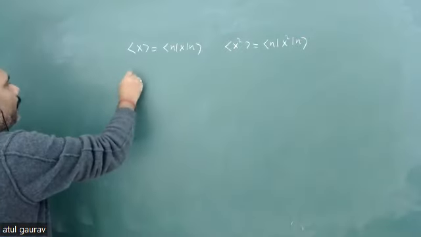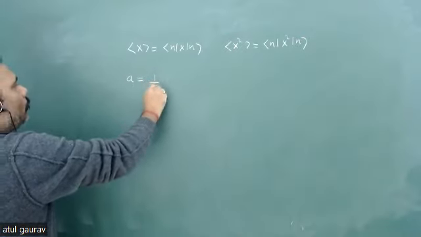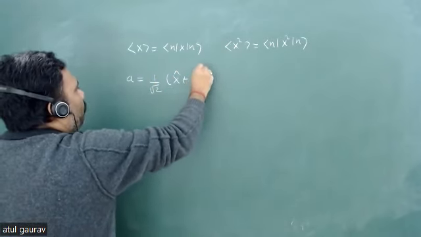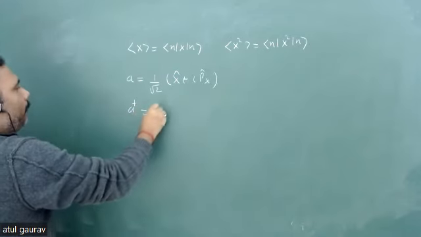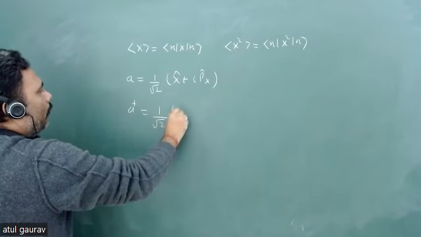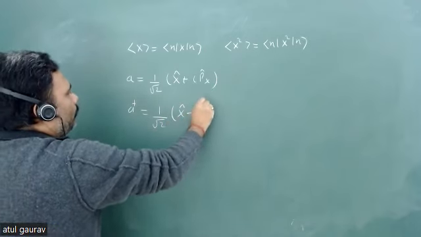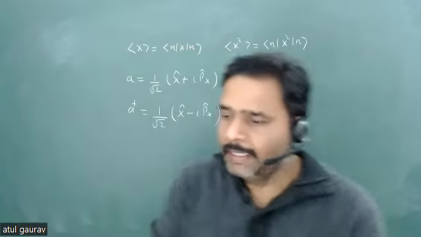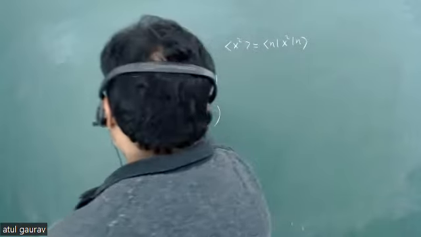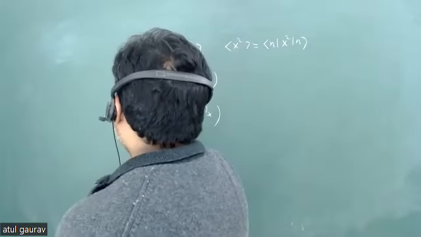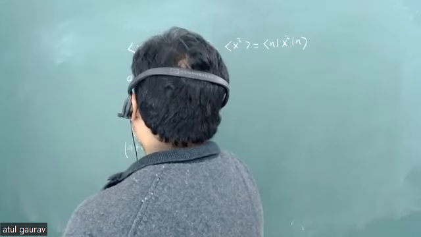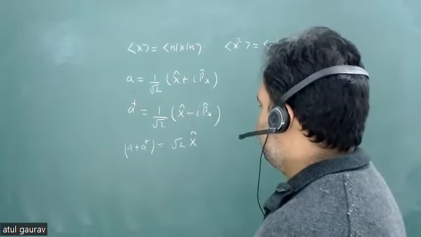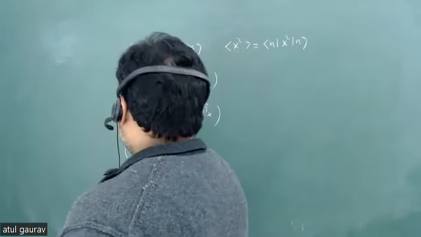Okay, so what is my a? A is 1 upon root 2 x cap plus i px cap. What is my a dagger? 1 upon root 2 x cap minus i px cap. We can add it. Operators, they are linear operators, so you can easily add them. So what you will get? You will get A plus A dagger is equal to root 2 times x cap. Right? Yes, sir.